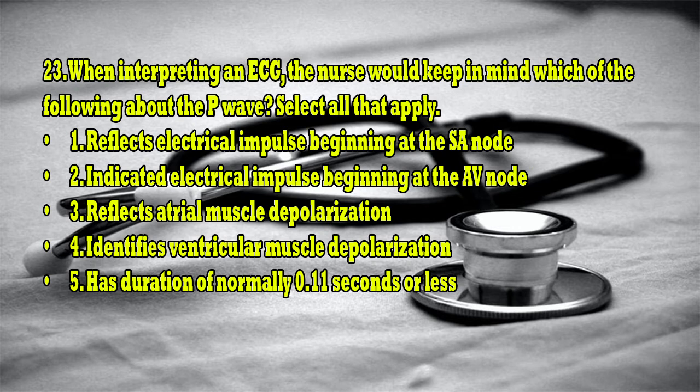(23) Question. When interpreting an ECG, the nurse would keep in mind which of the following about the P wave. Select all that apply. 1. Reflects electrical impulse beginning at the SA node. 2. Indicates electrical impulse beginning at the AV node. 3. Reflects atrial muscle depolarization. 4. Identifies ventricular muscle depolarization. 5. Has duration of normally 0.11 seconds or less.